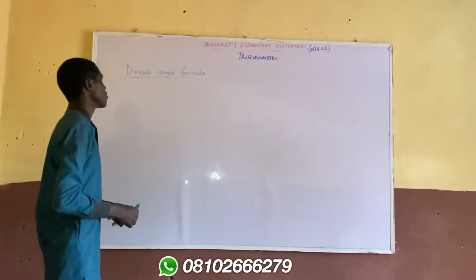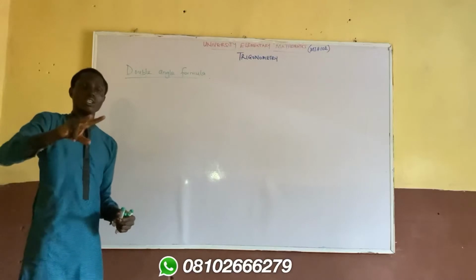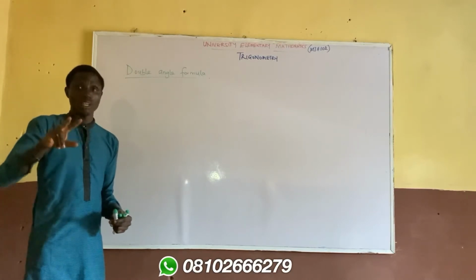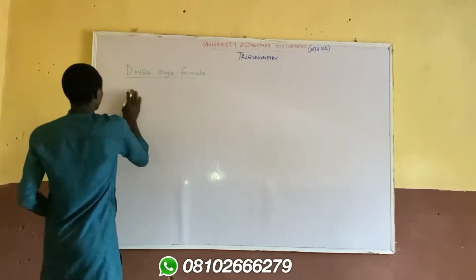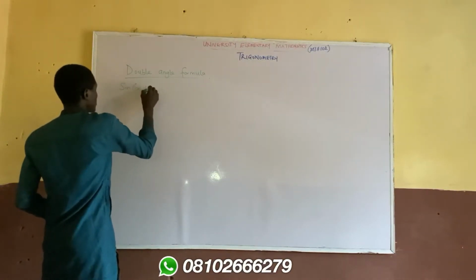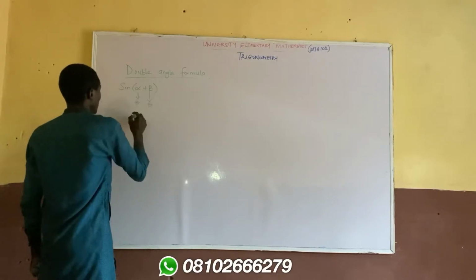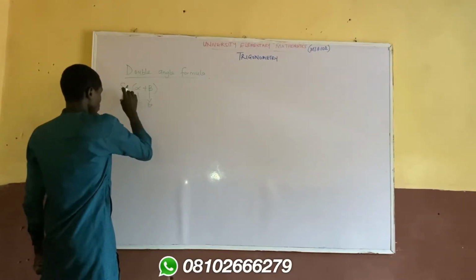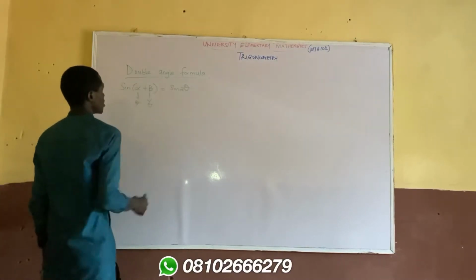Now, talking about the double angle formula, we are talking about when the two angles are of the same value. How do we go about it? It has to do with the sum of two angles. For example, we have sine of alpha plus beta, where my alpha is theta and my beta is also theta. Meaning that I'm going to have sine of theta plus theta, which is sine 2 theta.